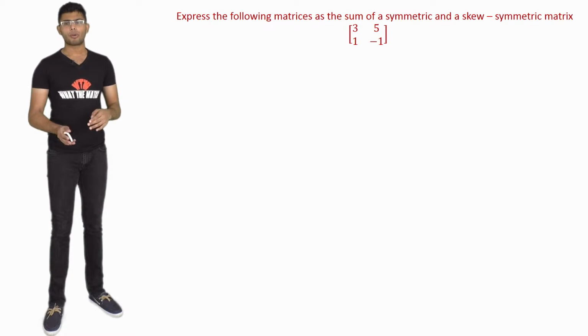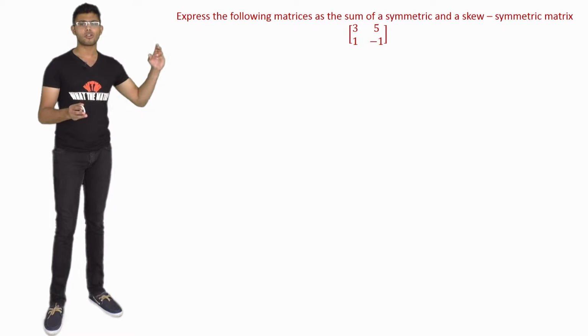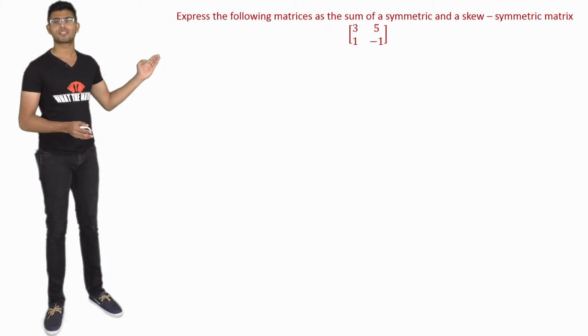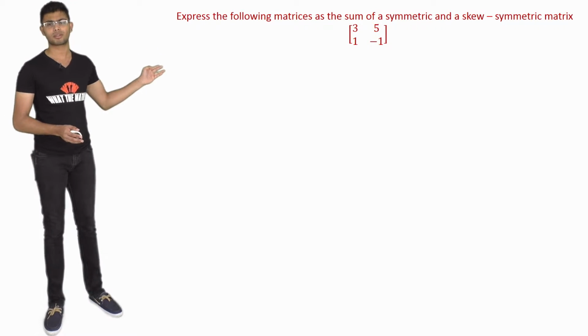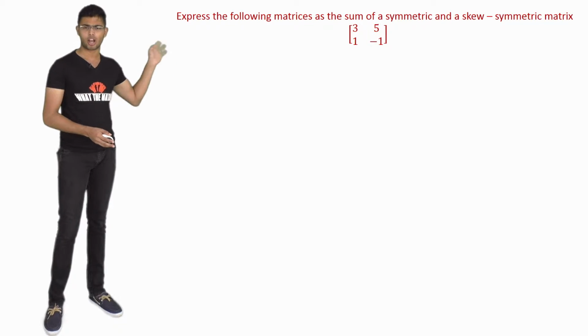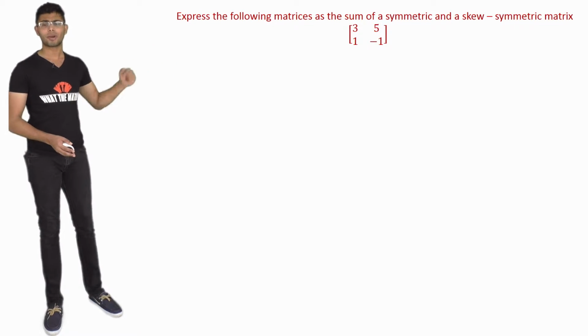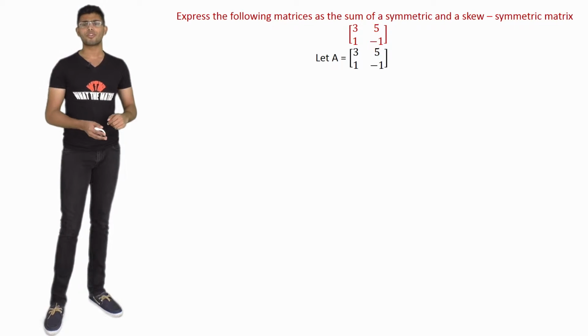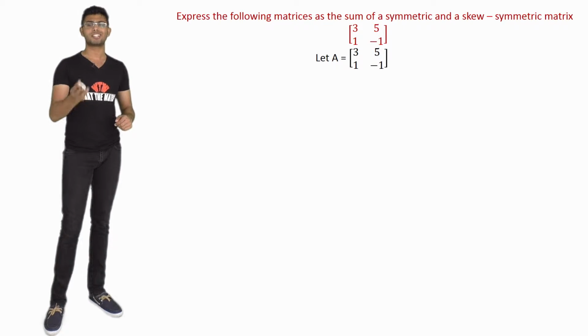So now in this problem, what we have to do is express the following matrix in the form of a symmetric and skew symmetric matrix. The matrix we have has 3 and 5 in the first row, and 1 and minus 1 in the second row. We're going to consider this as a matrix A.